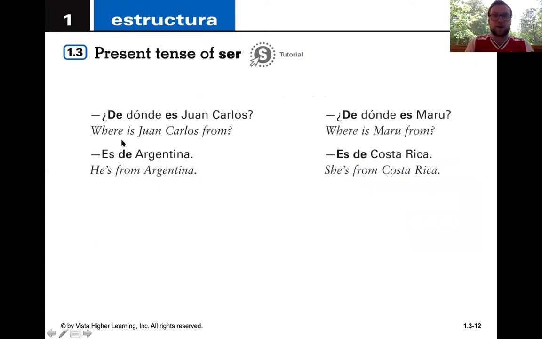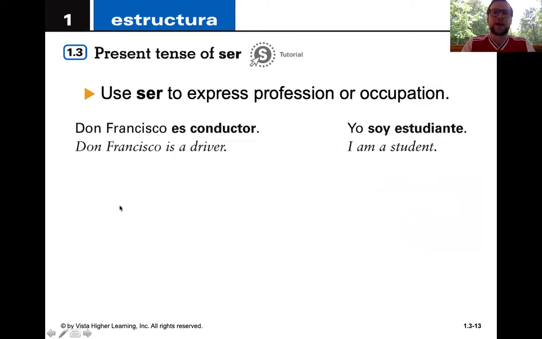But in this instance, we're not using the subject pronoun because we already have some context. We know we're talking about Juan Carlos, right? ¿De dónde es Juan Carlos? We don't need to say, él es de Argentina. We already know we're talking about him, right? Es de Argentina. ¿De dónde es Maru? Maru es de Costa Rica. Muy bien. Okay, now you can also use ser to express profession or occupation.